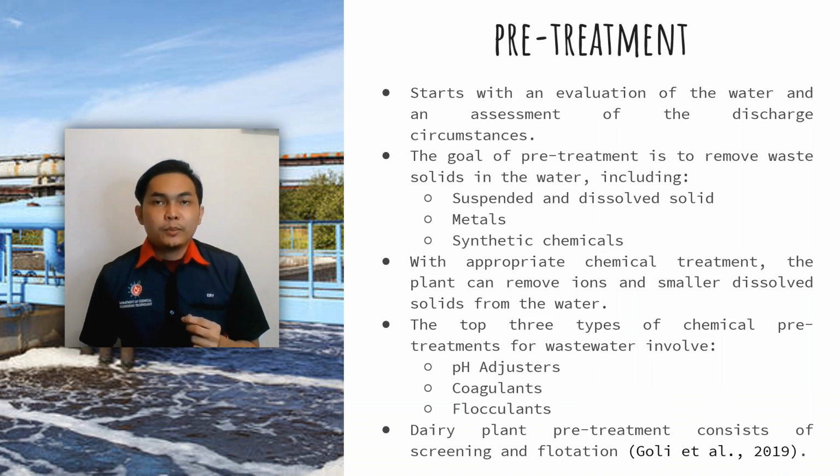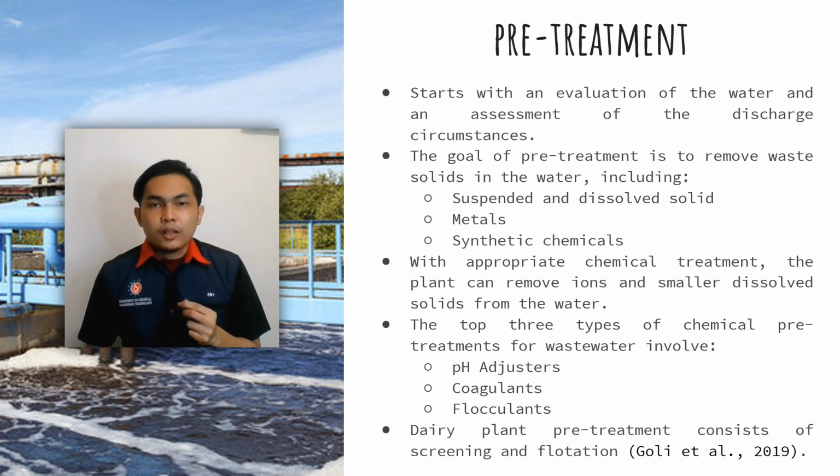So for the general pre-treatment, the pre-treatment process usually starts with an evaluation of the water and assessment of the discharge circumstance. If we assume a generic wastewater and the specification of the discharge permit is obtainable, then pre-treatment likely will follow a basic course of treatment.